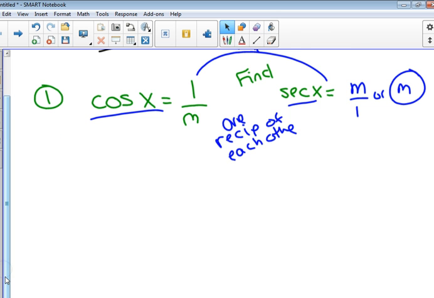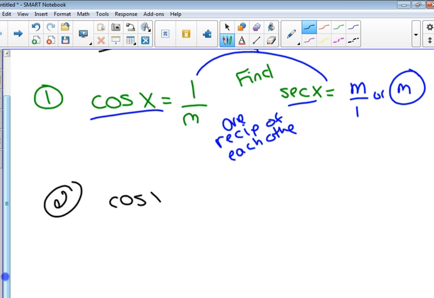So the next one's like a quadrant question. If I tell you your cosine of f equals negative 0.4, and the cosecant of f is greater than 0, what quadrant are we in?